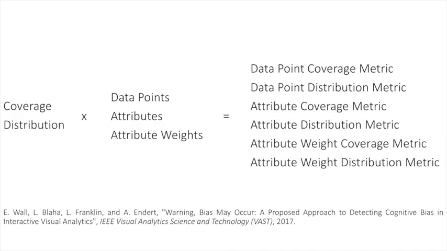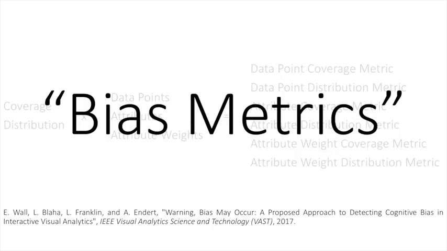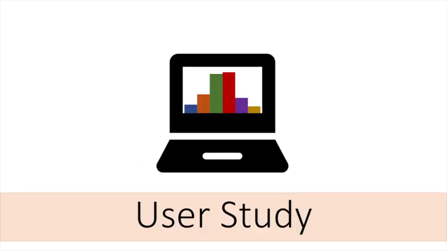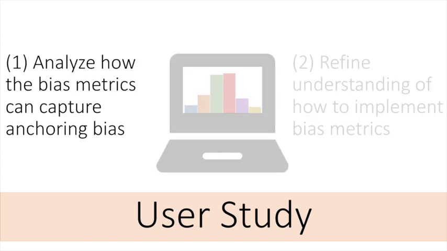Recently, Wall et al. proposed a set of 6 computational metrics that can be applied to user interaction sequences to quantify bias in the analytic process in real time. We call these bias metrics. So, as people are interacting with a visual analytics system, these metrics should be able to pick up on potentially biased behaviors.